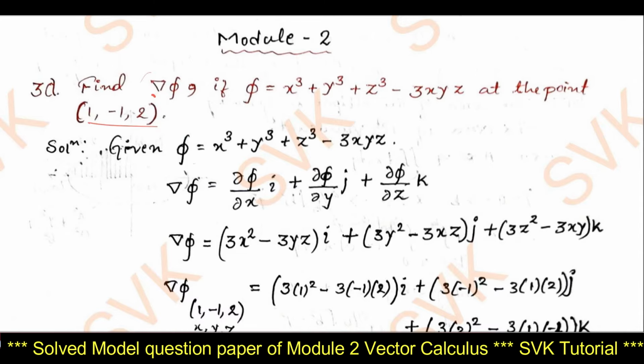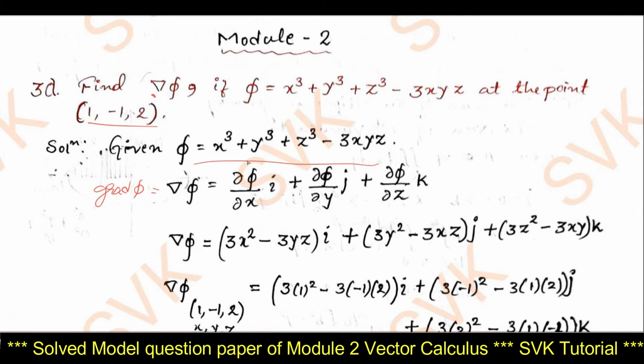Write down the given function phi first. Then find out grad phi. Grad phi, or del phi, is given by the formula del phi by del x i plus del phi by del y j plus del phi by del z k. Just differentiate the given function phi partially with respect to x, treating y and z as constant. That is the meaning.